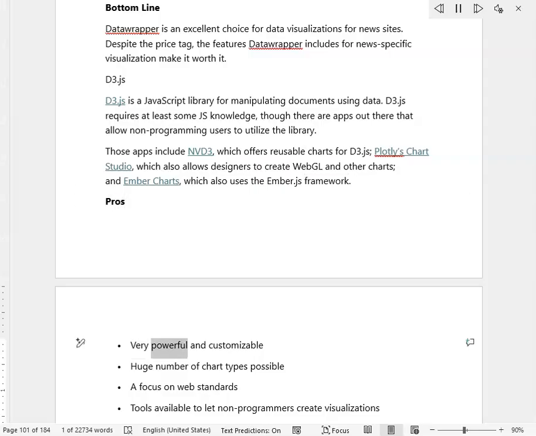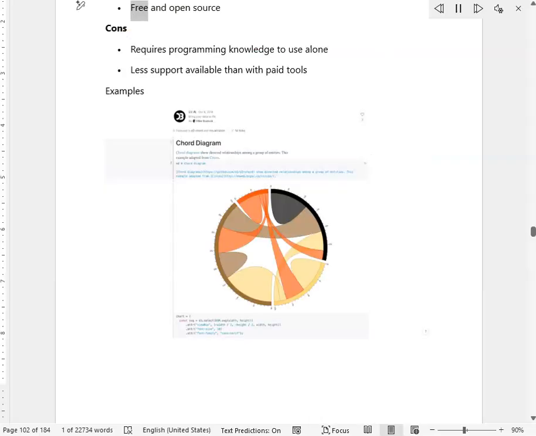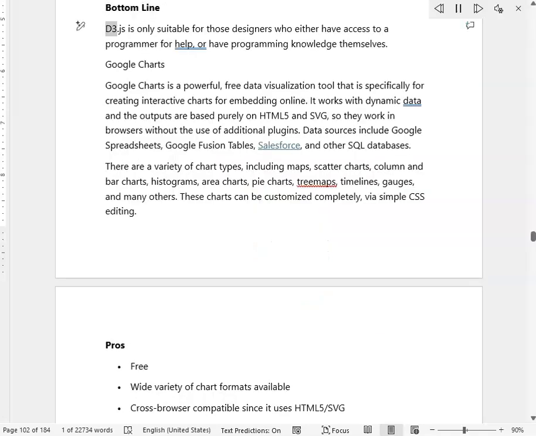Pros. Very powerful and customizable. Huge number of chart types possible. A focus on web standards. Tools available to let non-programmers create visualizations. Free and open source. Cons. Requires programming knowledge to use alone. Less support available than with paid tools. Examples. Bottom line. D3.js is only suitable for those designers who either have access to a programmer for help or have programming knowledge themselves.